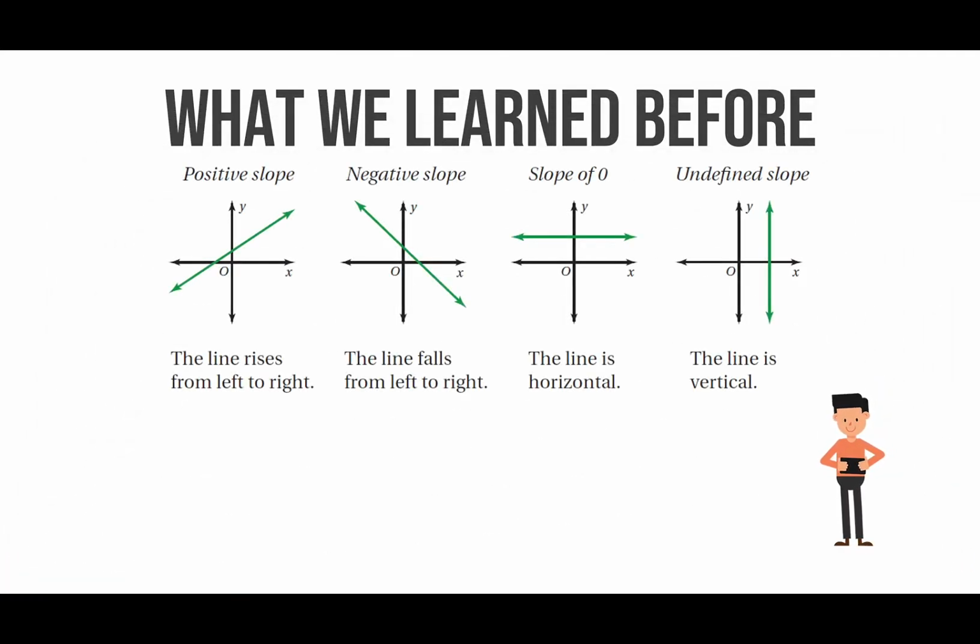So if you guys remember, there were 4 different types of slope. This right here on the left is a positive slope. Why? Because the line goes up from left to right. This is a negative slope right here because it goes down from left to right. This is a slope of 0 because you're not going anywhere. It's just flat. And this is undefined because it goes up and down.